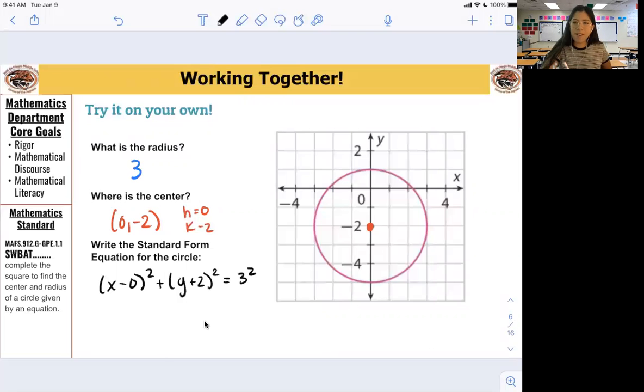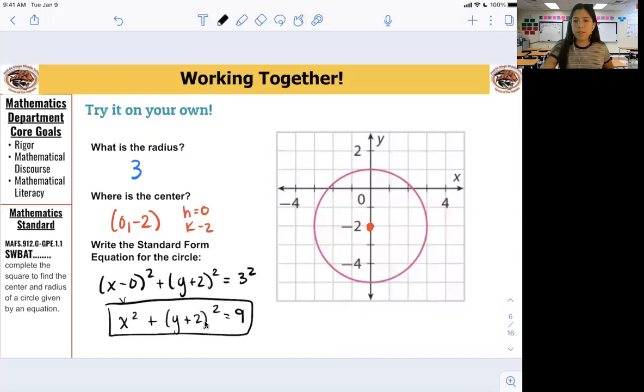Nice. All right, so x minus 0 just gets me x. So I have x squared plus y plus 2 squared equals 9. How do we feel? Any questions?